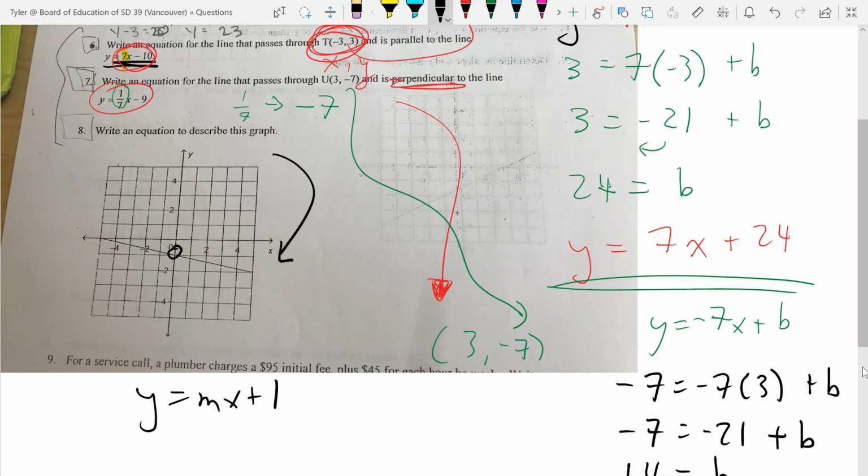Then I see the slope from that point to that point. So it went down 1 and across 4. So down 1 means negative 1, across 4. So my slope could be negative 1 over 4. Oh, my bad. 5, sorry. Bad counting. So that slope's going to go in here for m. And that's it. That's the equation of that line. And that's it. Now we're done.